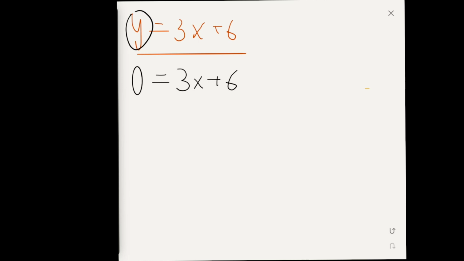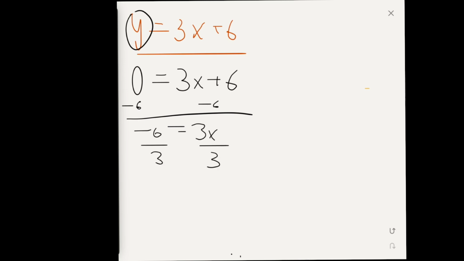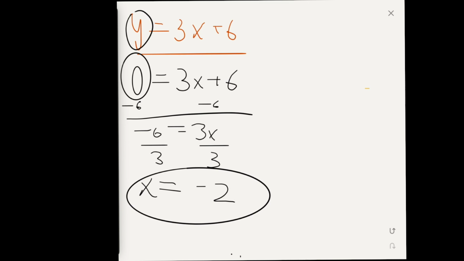So let's solve this. Let's subtract each side by 6 to get -6 is equal to 3x. And let's divide each side by 3 to get x equals, and -6 divided by 3 is -2. So when y is 0, x is -2. So there you go, we found our x-intercept. So now write this as a coordinate, (-2, 0): when x is -2, y is 0.